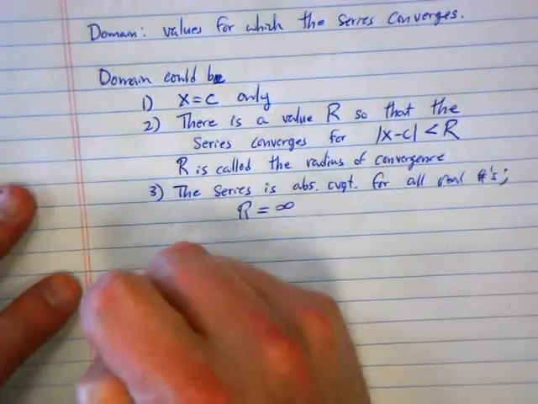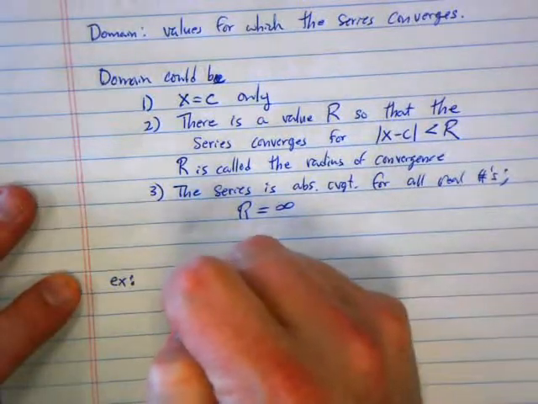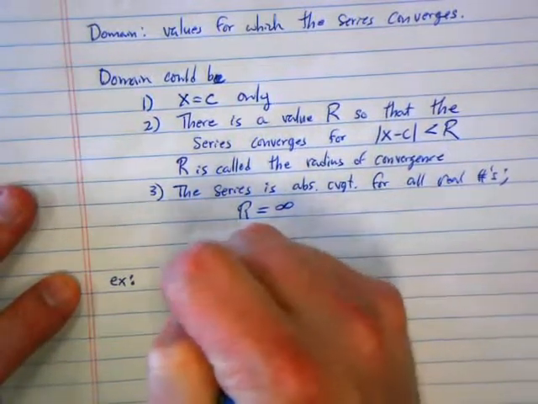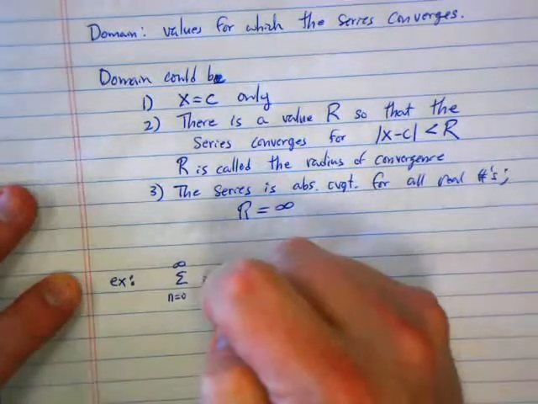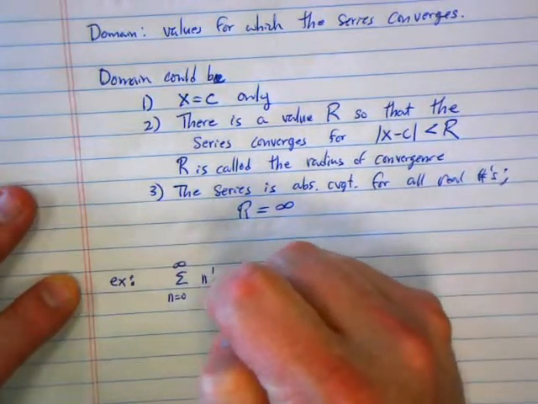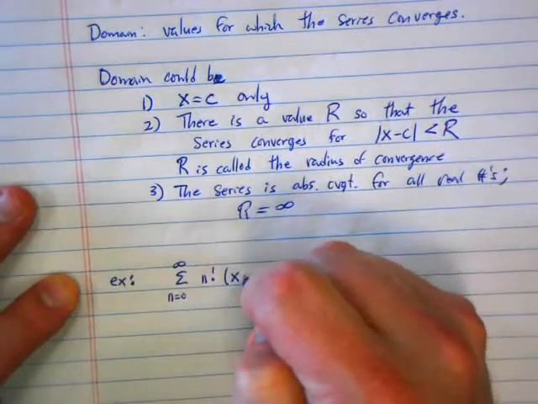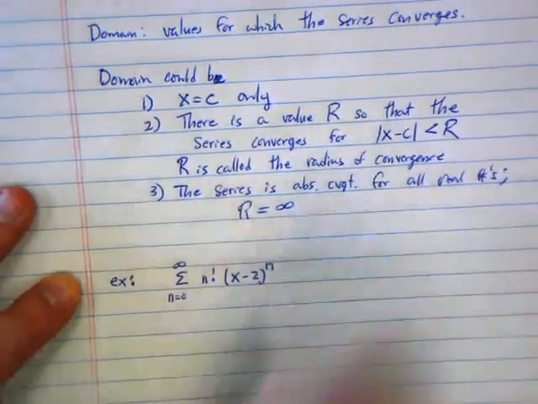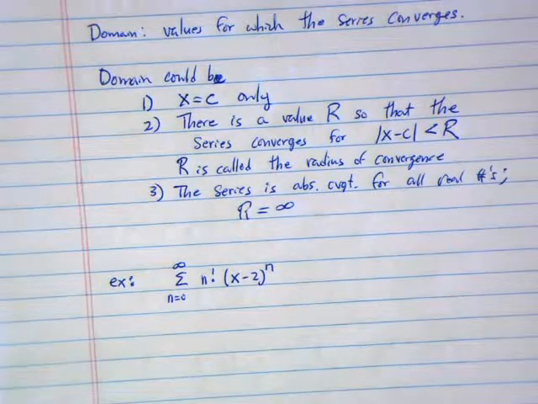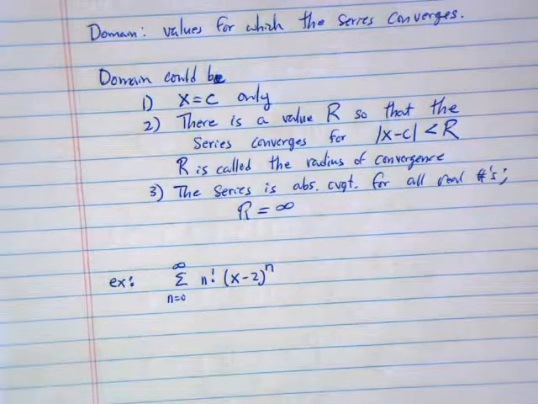All right, it makes a lot more sense with an example. How about the sum from n equals 0 to infinity of n factorial times x minus 2 to the n? Typical problems, I'm going to ask you to find two things. I'm going to ask you to find the radius of convergence, and I'm going to ask you to find the interval of convergence. How would you determine where that series converges and diverges?